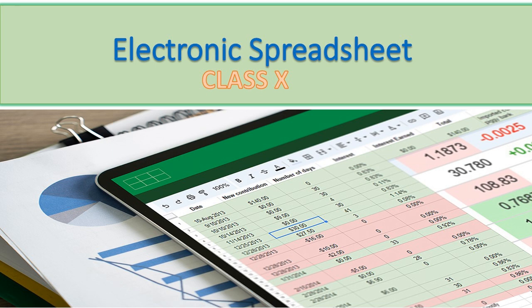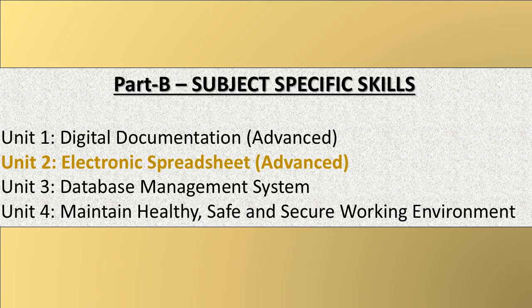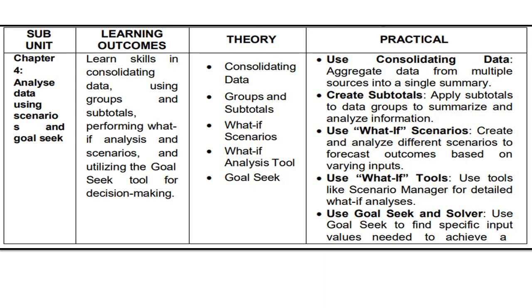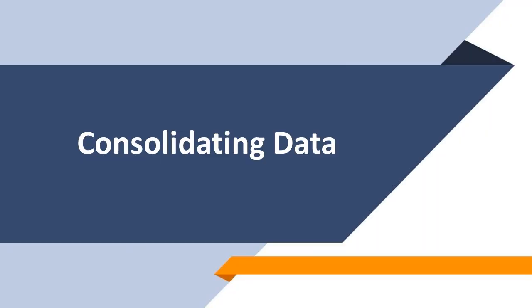Today in the series of IT 402 Part B, we are going to take the second unit, which is Electronic Spreadsheet. And we will be starting with the first chapter, that is Analyze Data Using Scenarios in GoalSeek. The first topic in this chapter is consolidating data.